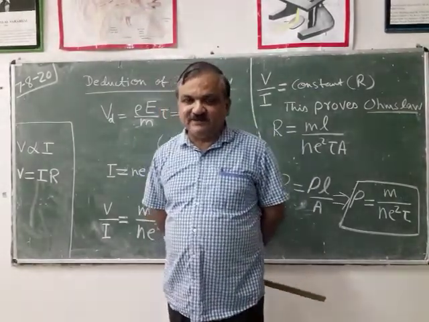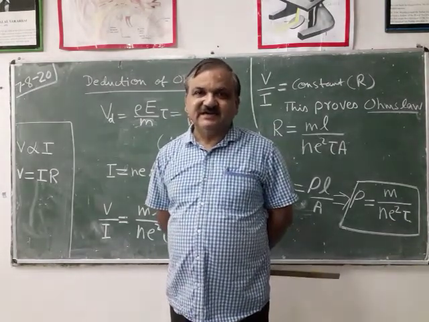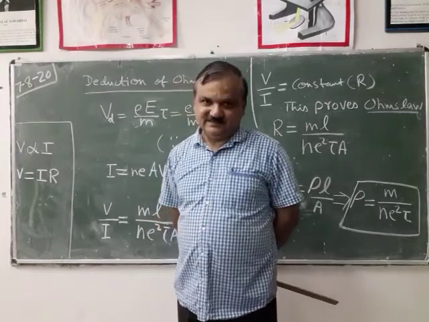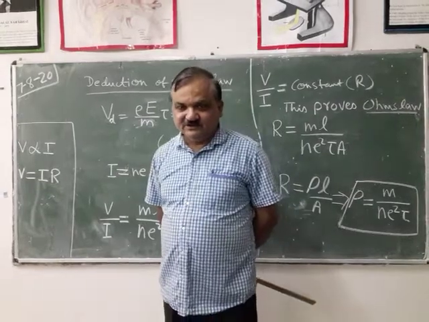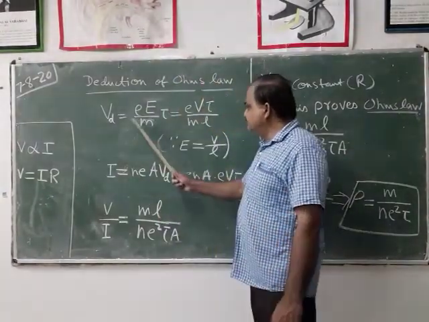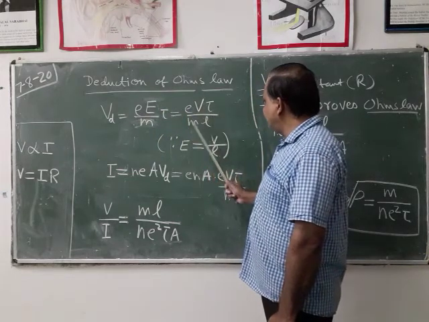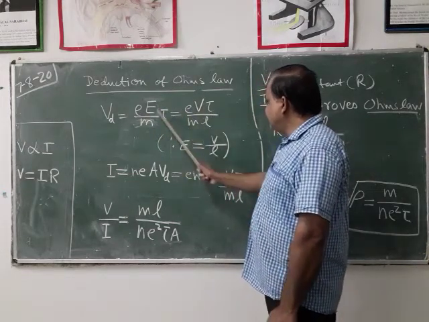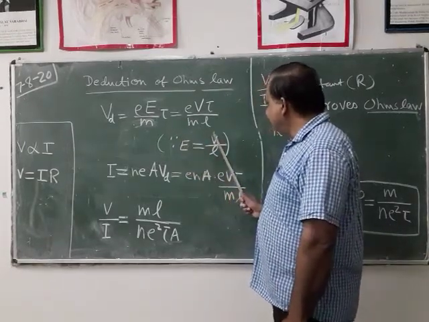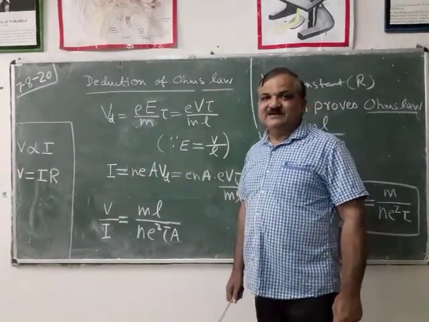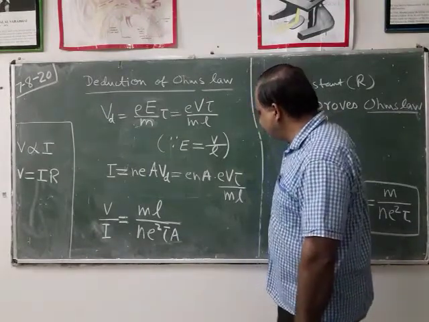And please always remember, electrons drift opposite to the direction of the external electric field applied. So here Vd = eE tau/m. It is equal to eV tau/(mL), where E = V/L, the relationship between electric field and potential difference, and L is the length of the conductor.